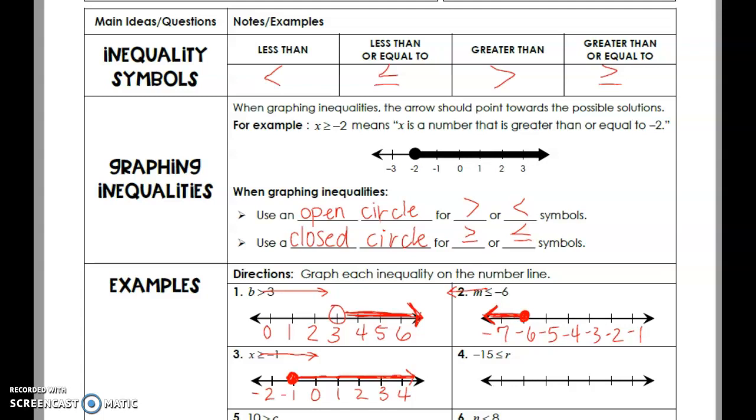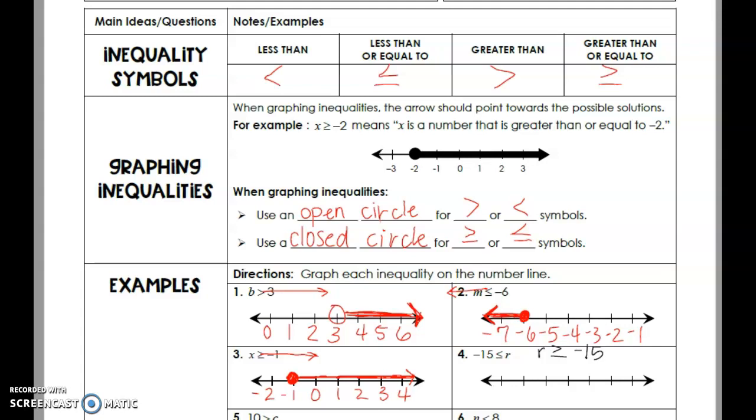Now look at number 4. When we have inequalities written this way, with the variable on the right side, we first need to rewrite our inequality with the variable on the left. As you can see, our inequality symbol is open towards the R. So we're going to keep our symbol open towards the R. This means that R is greater than or equal to -15.